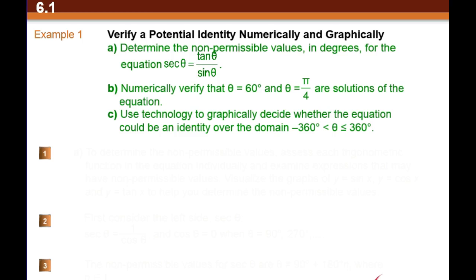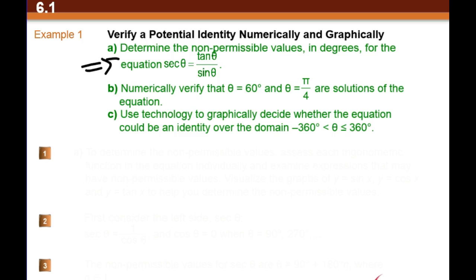Okay, so since we talked about those reciprocal and quotient identities, we're first going to start with restrictions. We know restrictions from before are things that you can't have in the bottom of an equation or under a root or situations like that. So the same thing goes for A here. It says determine non-permissible values in degrees for the equation secant is equal to tan over sine. So we need to identify things that would make a problem in this equation.